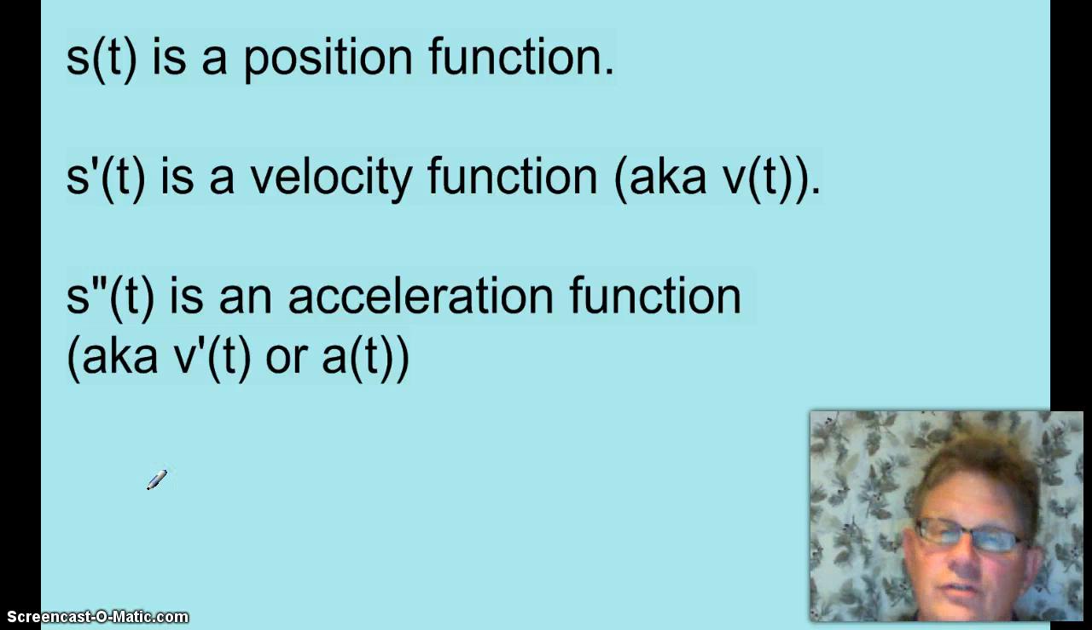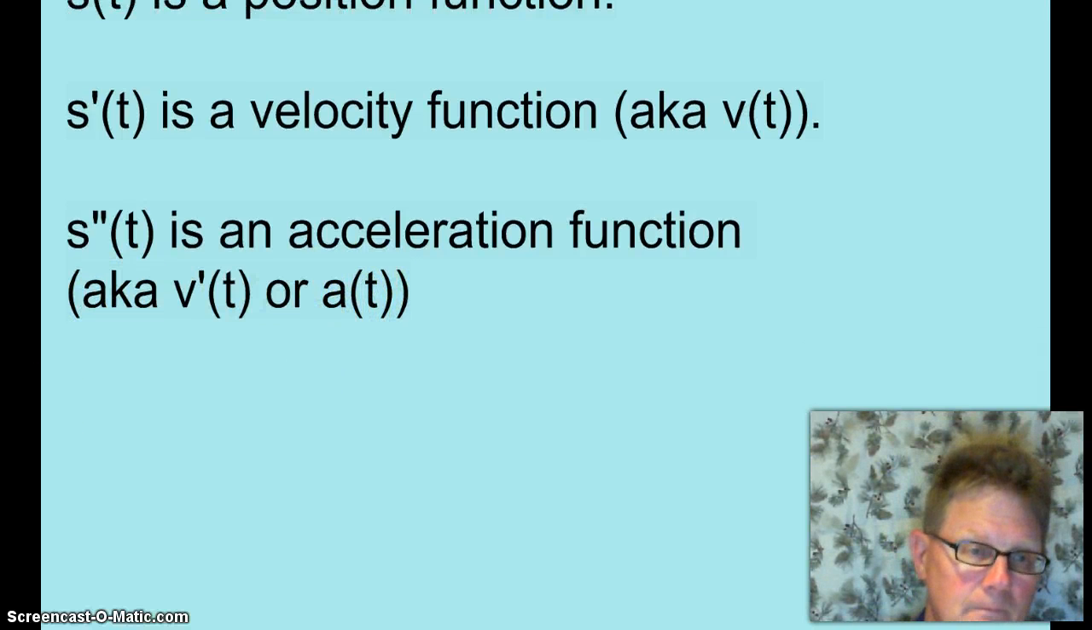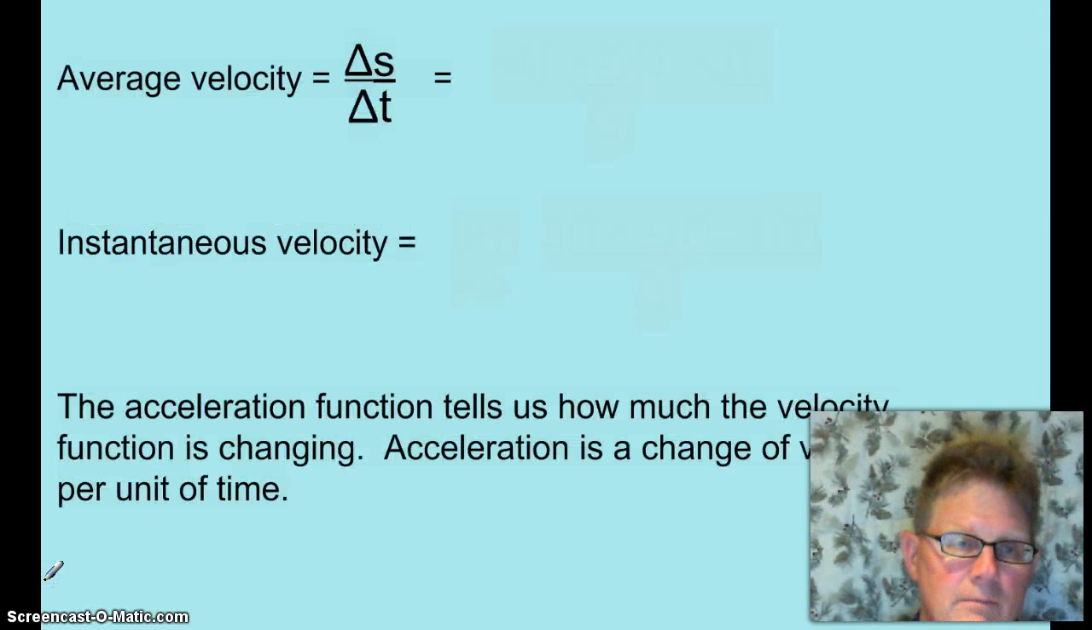All right, now we're getting into position, velocity, and acceleration. And usually position, velocity, and acceleration are functions of time. That's why we have up here s of t. The position function is usually an s, sometimes it's an x of t. S prime of t is the velocity function, sometimes just written v of t for velocity function. S double prime of t is the acceleration function. It's also known as v prime of t or a of t for the acceleration function. Let's go ahead and move on.